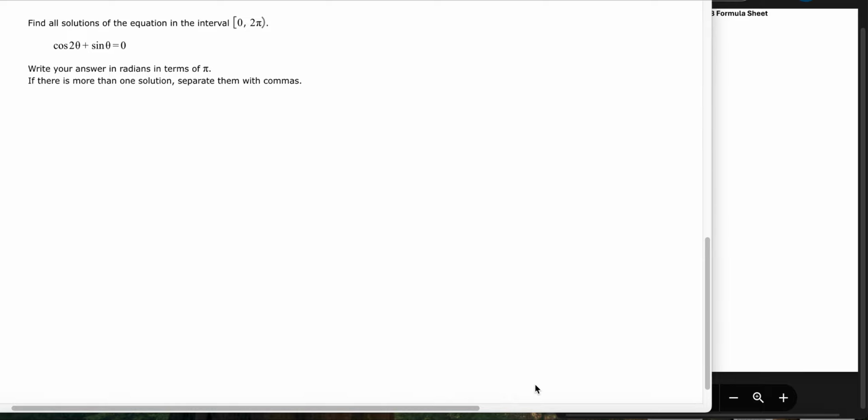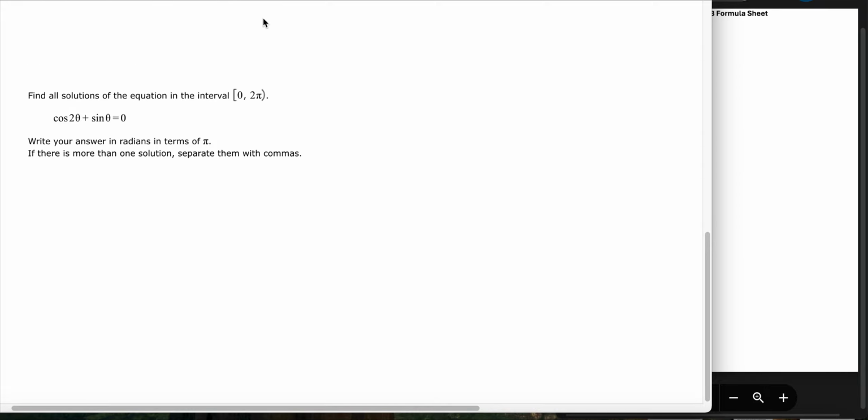So, solving more equations. This time we're looking at an equation: cosine of 2 theta plus sine theta equals 0. And again, we're solving over the interval from 0 to 2 pi. Okay, so notice we have two different functions here.